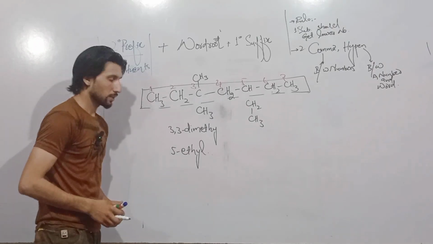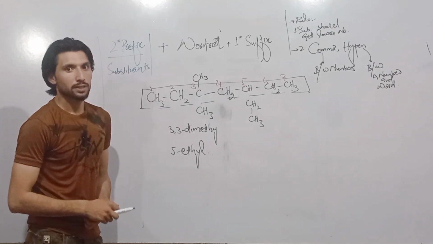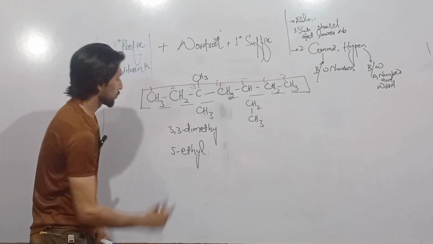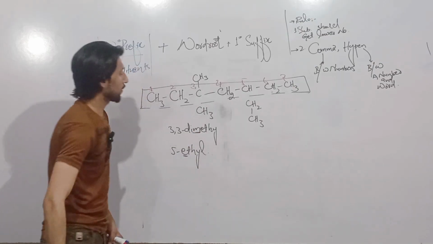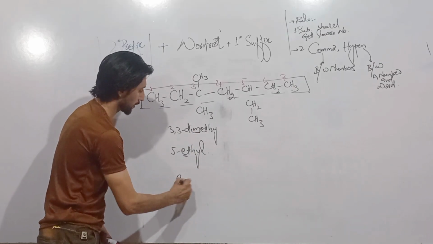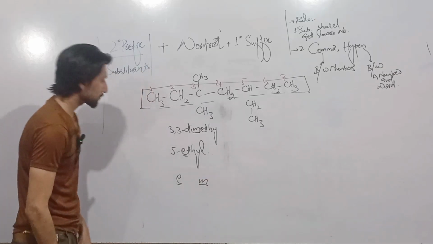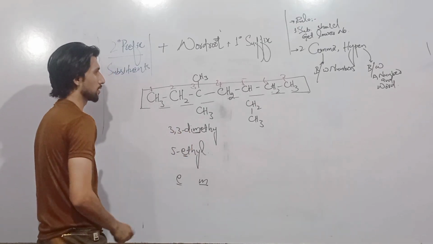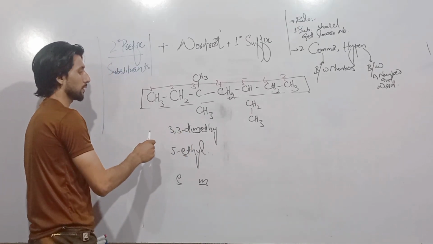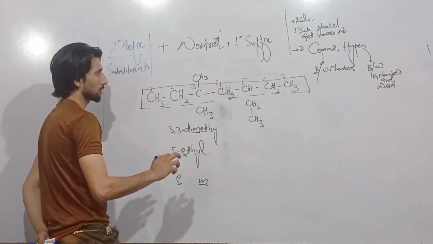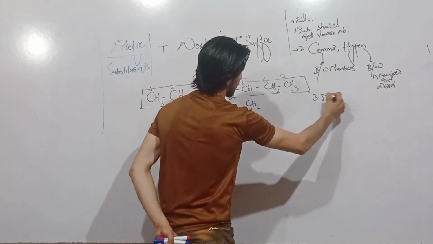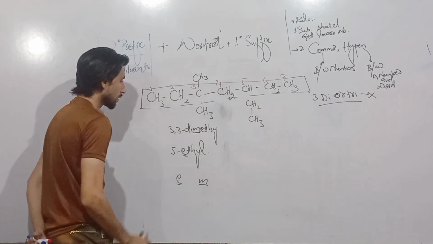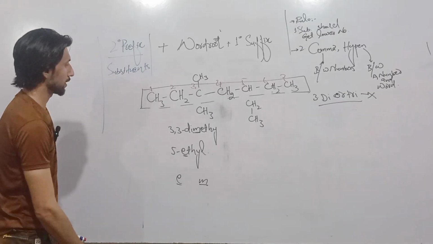So here is another rule. When there are 2 substituents having different names, I must write them in alphabetical order. So E comes first before M. So in alphabetical order, E comes first and M later. Okay. So do we consider D? No. We do not consider the di or tri of the number. Okay. Di and tri are not considered in alphabetical order. Okay, we should follow alphabetical order in writing the name.